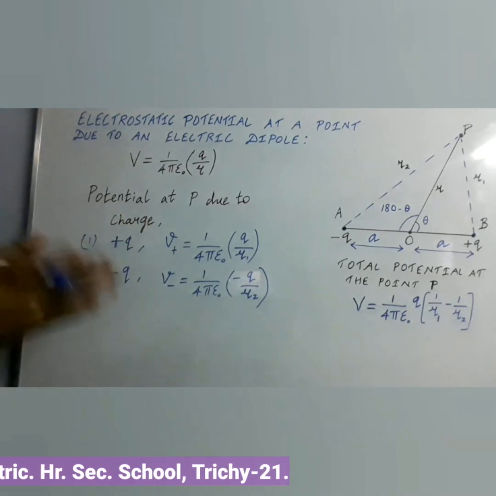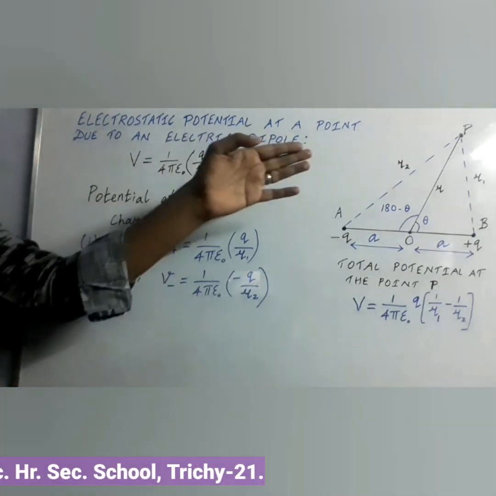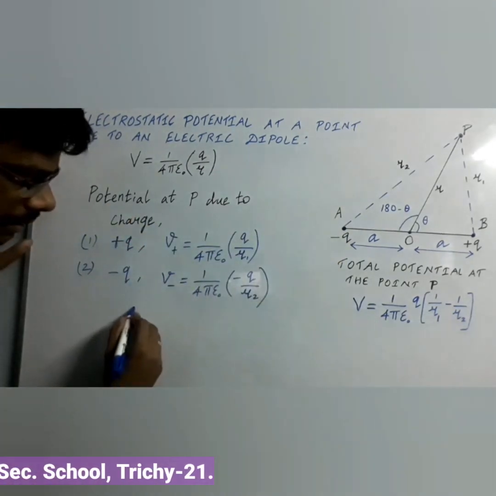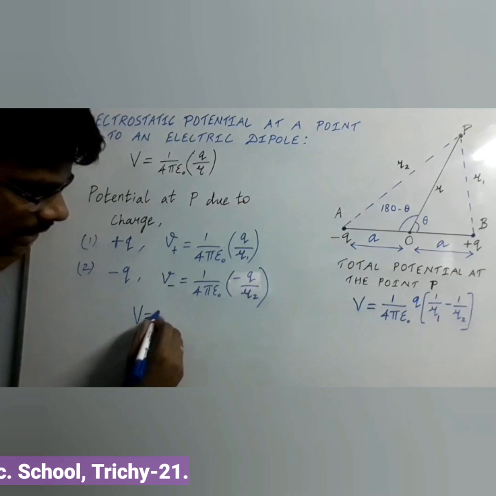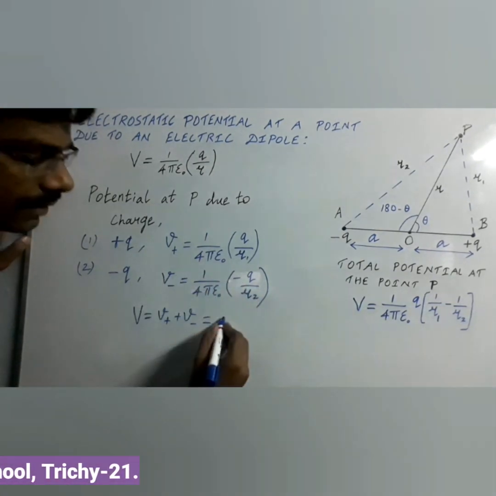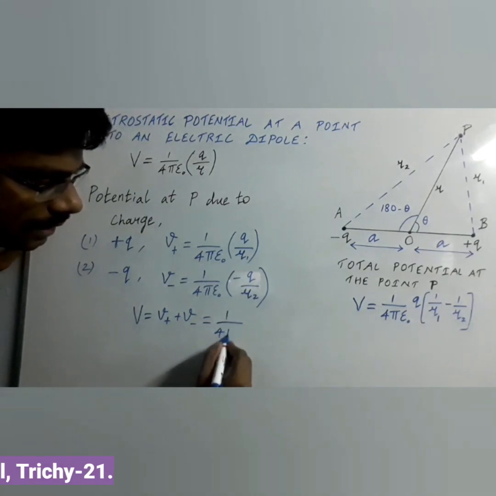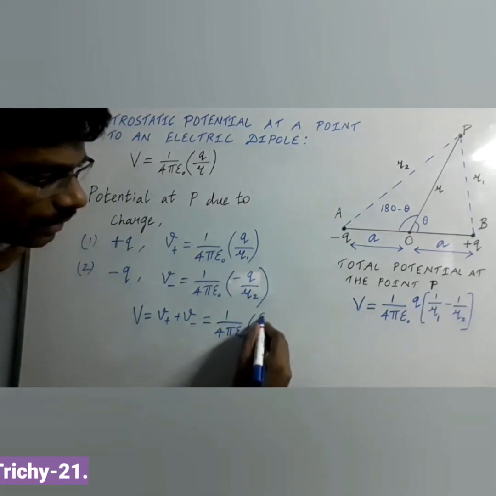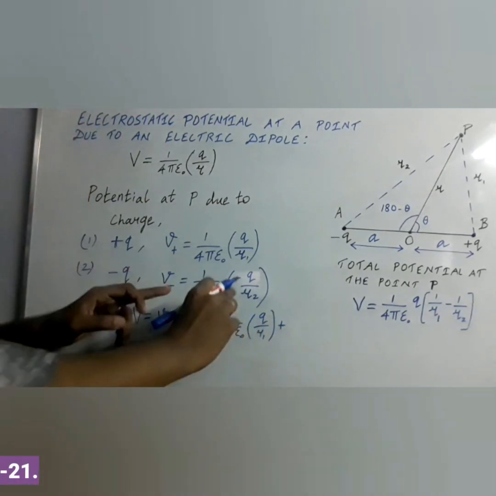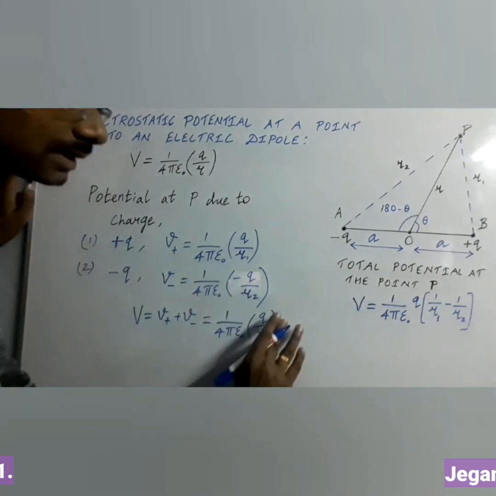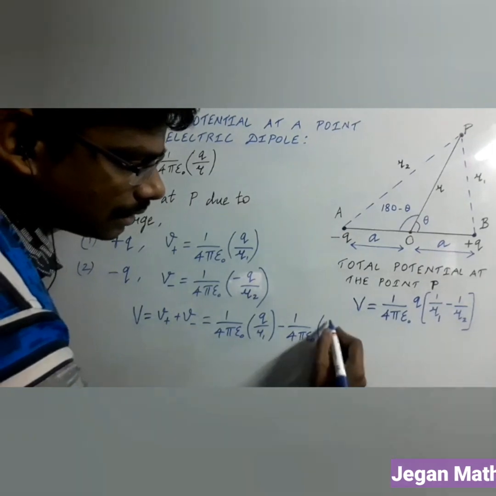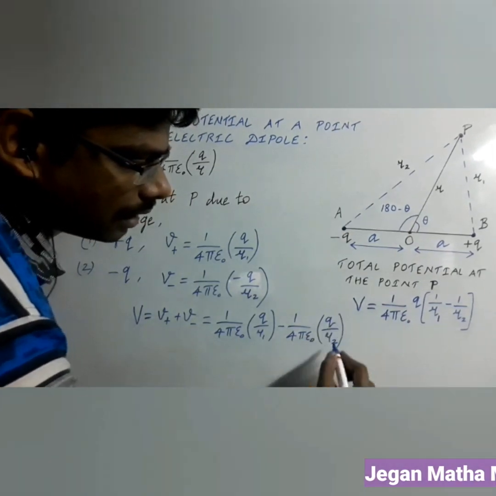Now you have to find the total electrostatic potential at the point P due to these two charges. That is nothing but an electric dipole. So what is the total electrostatic potential? V plus plus V minus. What is the V plus value? 1 by 4 pi epsilon naught Q by R1 plus, actually plus is there but the minus sign is there, so minus 1 by 4 pi epsilon naught Q by R2.